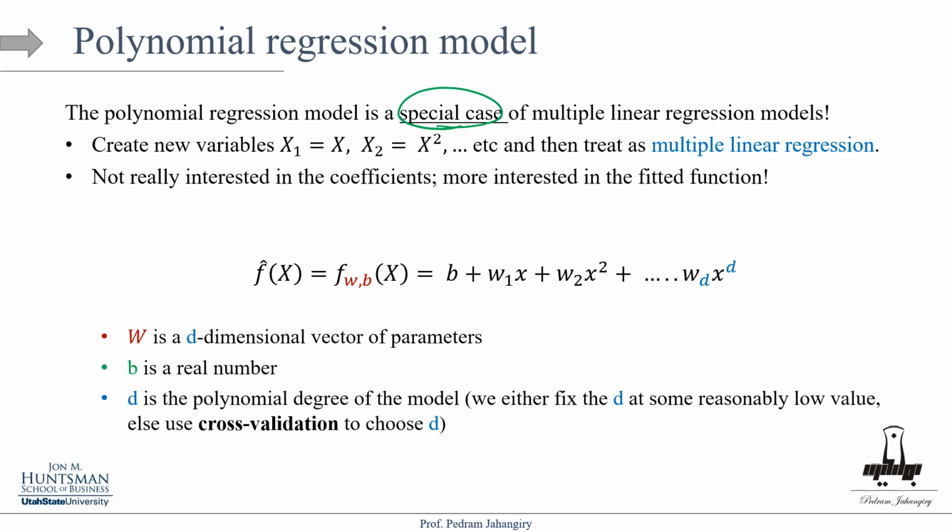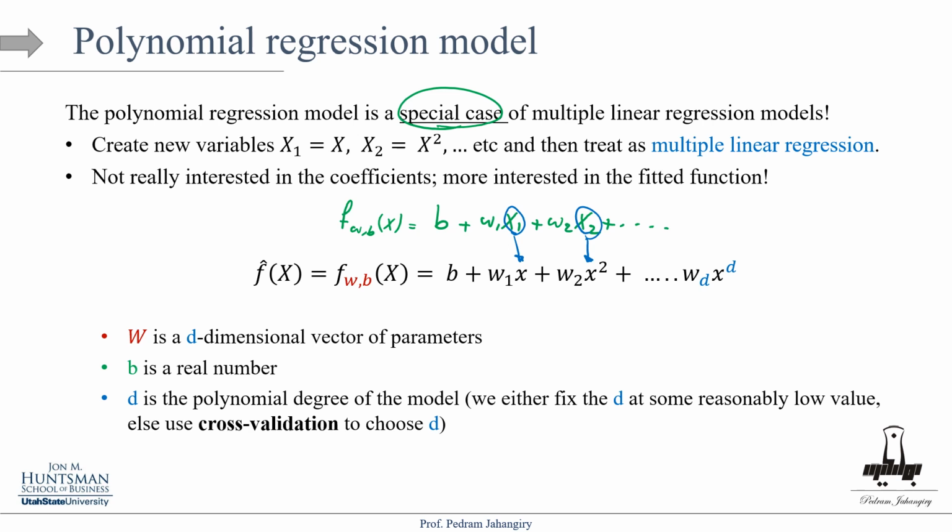Do you remember from our linear regression model, we had f of w and b. It was a function of x, right? So we said b, our bias term, plus weight 1 multiplied by feature 1, plus weight 2 multiplied by feature 2, etc. Right? So here, if we assume that feature 1 is x, feature 2 is x squared, feature 3 is x to the power of 3, and so on, then this is basically what we call the polynomial regression model, right?